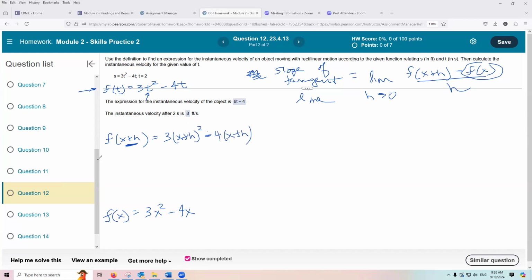All right, let me work this out. This is going to be a little bit of messy algebra. (x + h) squared, I have to think of that as (x + h) times (x + h). All right, I'm going to do this multiplication. This is like a FOIL kind of multiplication. If you multiply that out, you're going to get x squared plus 2xh plus h squared.